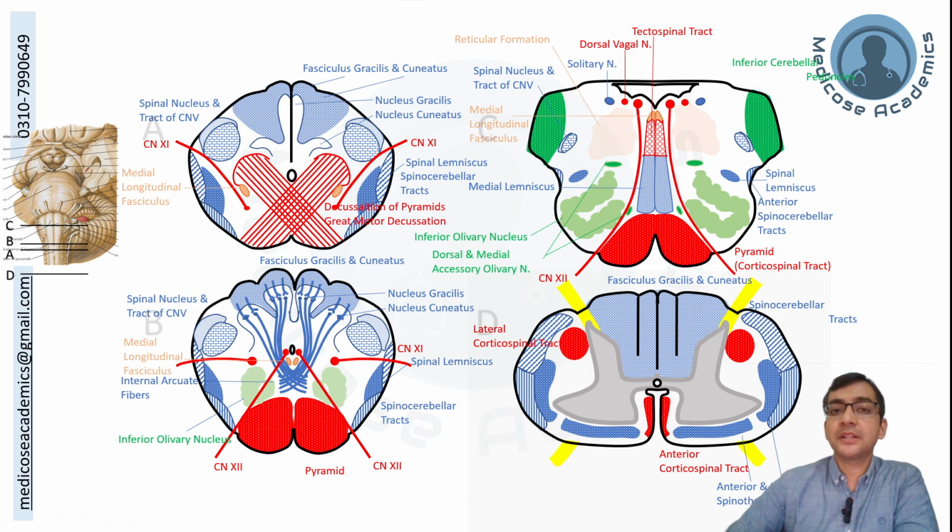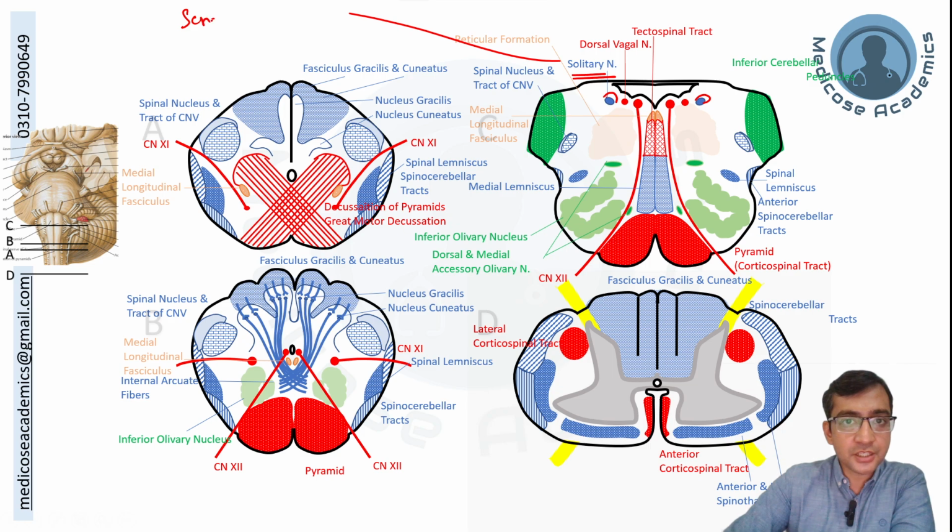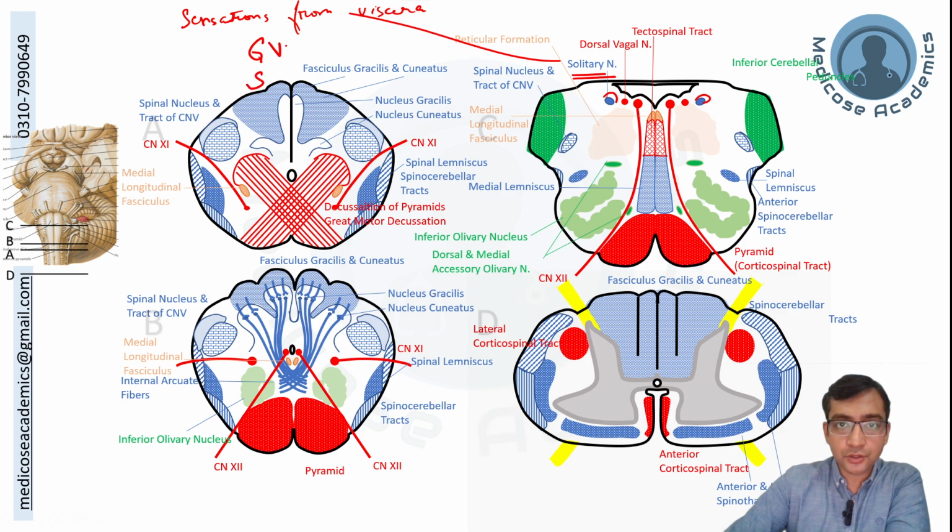Next, on its lateral aspect, there is the solitary tract, along with the nucleus. It has a tract here and the nucleus along with it. The solitary nucleus is responsible for sensations from viscera. So what sensation? General sensation and special sensation. So general visceral afferent and special visceral afferent.